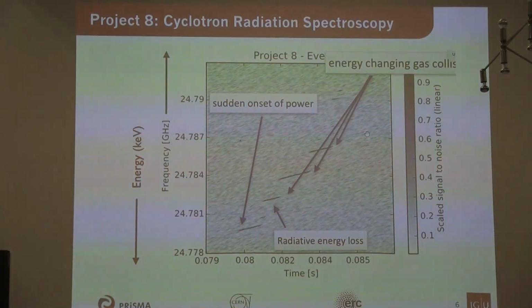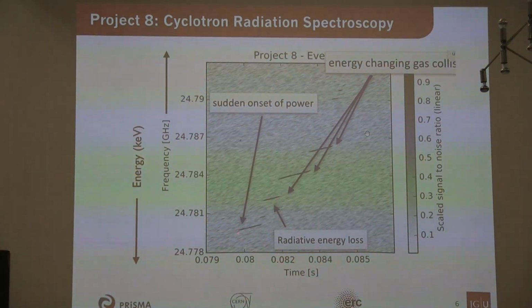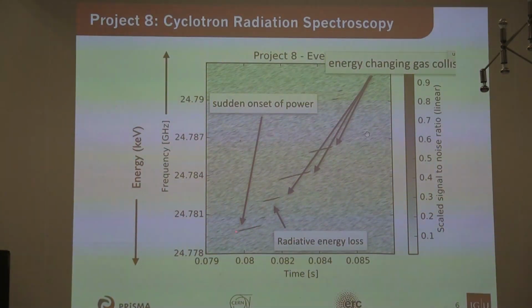Here is a first result from a Project 8 prototype. What's shown here in this kind of waterfall diagram is on the horizontal axis time, and on the vertical axis the frequency of the synchrotron radiation. So you see here at some point the trajectory starts, so that's the point when the tritium atom has decayed.